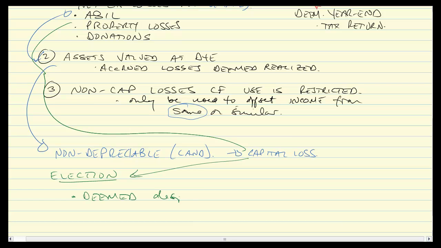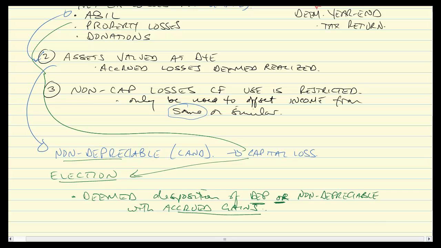So deemed disposition of these assets. I'm just going to shorten this: depreciable or non-depreciable property. We know that capital losses can only arise from the non-depreciable. But what we're saying here is, you can deem disposition on your depreciable or, this is an or, non-depreciable property that has accrued gains. So what the first steps up here did was say, if you've got assets that have accrued losses on them, you have to realize those. Down here are the ones that have accrued gains. We're not going to deem those to be realized without this election. They will not be deemed realized, and so you won't pay tax on those gains.